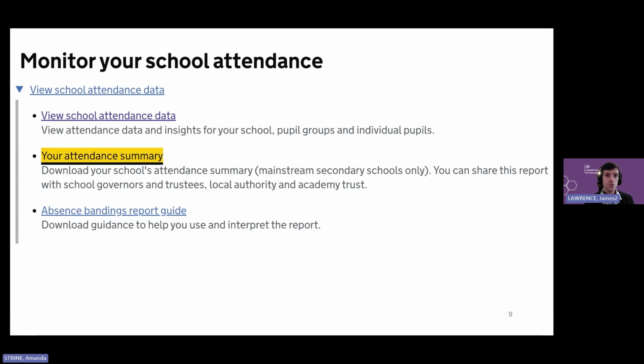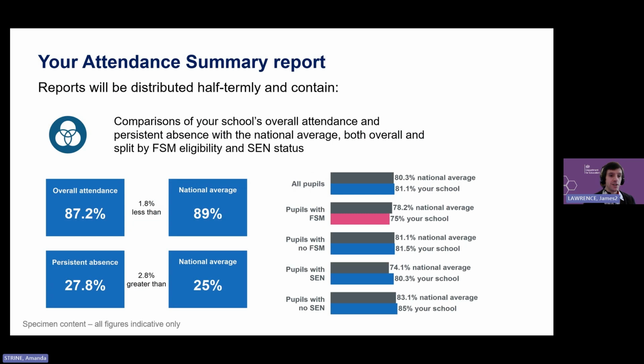So in the Monitor Your School Attendance area, under View School Attendance Data, there's a new item, Your Attendance Summary, which is where you can find this report. We've produced this initial release only for mainstream secondary schools. If you're not a mainstream secondary school, or in very rare edge cases such as having very few pupils aged 11 to 16, if you click on this, you'll just see no downloads available. If you don't have a report available and you think you should do, then do contact the help desk and we can identify why you don't have one. So if we can move on to the next slide.